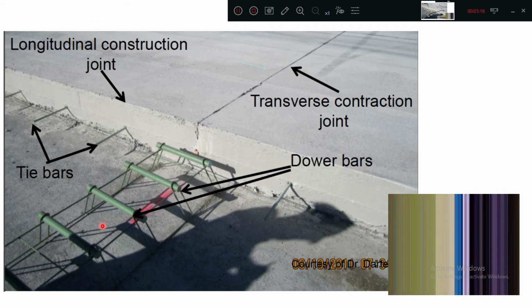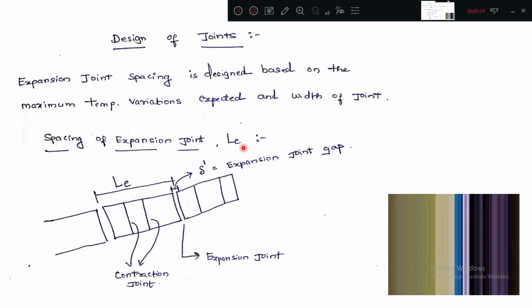Now for every transverse joint there will be dowel bars, like this, and for every longitudinal joint there will be tie bars. It has been shown in the previous class. Now how to design the joint? In this part we are going to calculate the LE value. This expansion joint spacing is designed based on temperature variation and width of the joint.